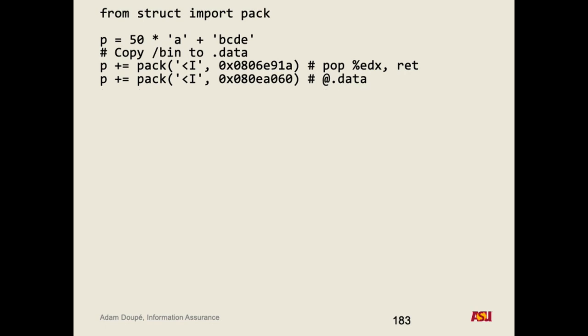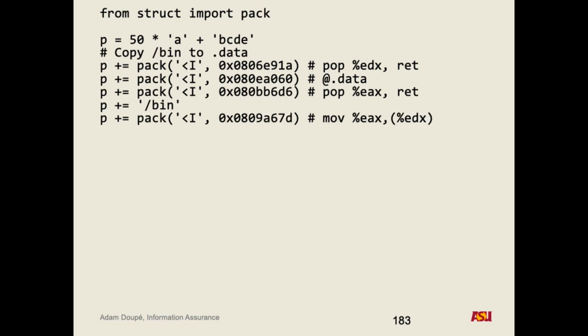And then, after this executes, we're writing up the stack, this will move this value, 0808A060, into EDX. So now we have the address of .data in EDX. Now we need to control EAX. We need /bin. So now this gadget will pop EAX, so it'll pop the next value, which is /bin, into EAX. So now we're at the point where the EAX register has /bin, EDX has the address of .data, and now we need that gadget to move EAX to wherever EDX points to. So we do that, and now at this point we've copied /bin to .data.